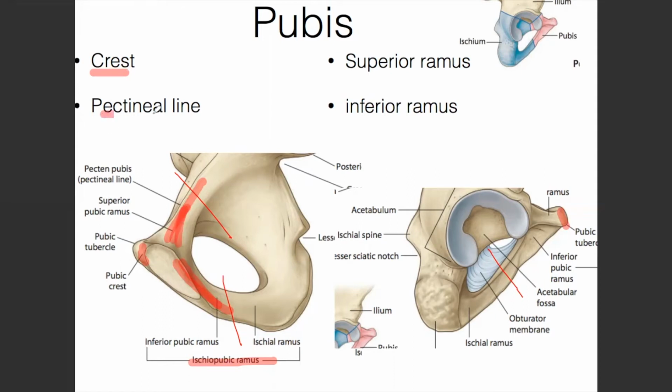There's also a pectineal line, which is a guide line on the pubis, which is this line here. Okay, so the pubis has the pubic crest, the superior ramus, the inferior ramus, and the pectineal line. The superior and inferior rami are there for connection with the other bones. So the superior ramus connects with the ilium, while the inferior ramus connects with the ischium.